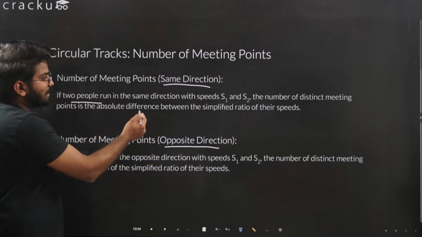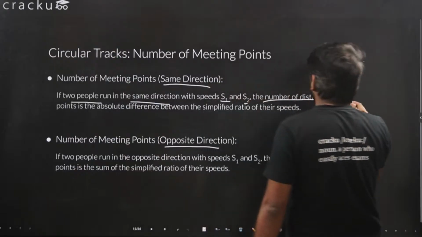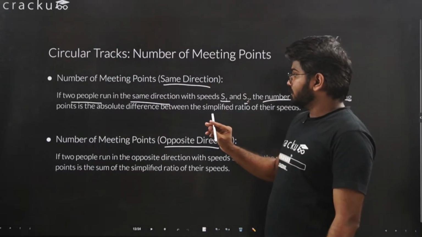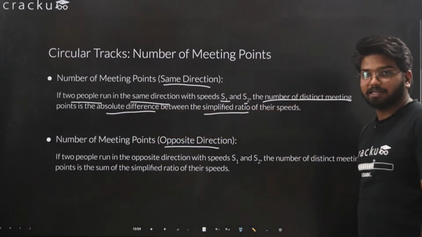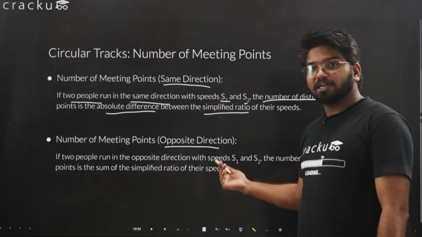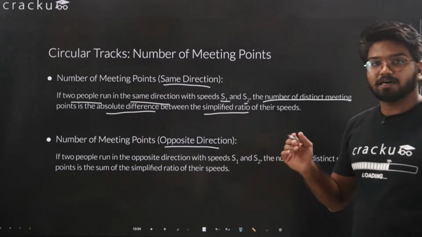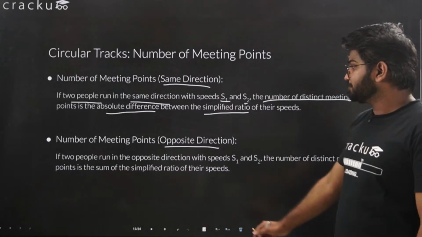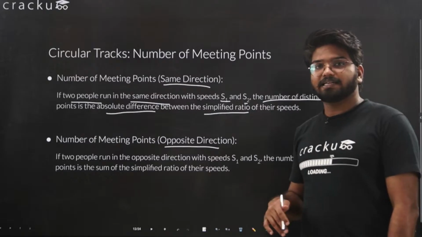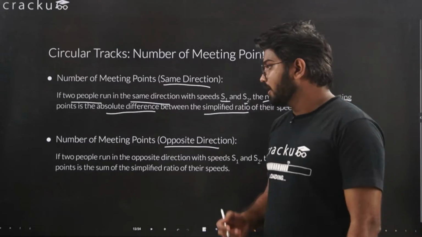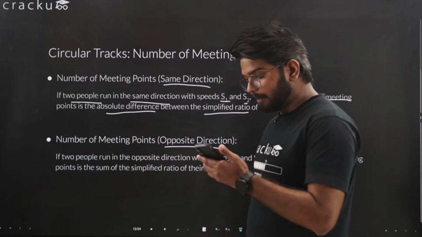When they move in the same direction and their speeds are s1 and s2, the number of distinct meeting points on the track will be the absolute difference between their simplified ratio. When they are moving in the same direction, calculate the difference, and when they are moving in opposite direction, calculate the sum. This was the whole concept. First we studied escalator, then we did circular tracks. We'll move on to the questions now, and if you have any doubt, you can pin or message.